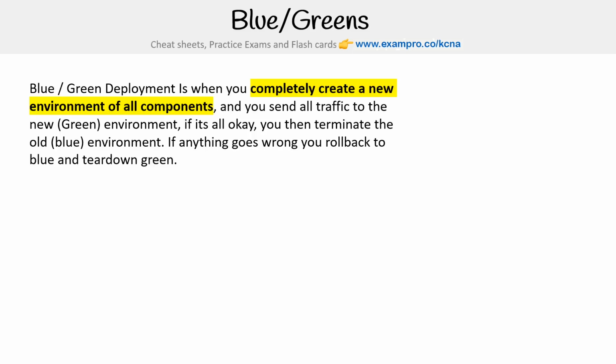All right, let's take a look here at blue-green deployment. So blue-green is when you completely create a new environment of all components, and you send all traffic to the new or green environment. And if it's okay, then you terminate the old blue environment. If anything goes wrong, you can roll back to blue and tear it down. So let's get a visual to understand.